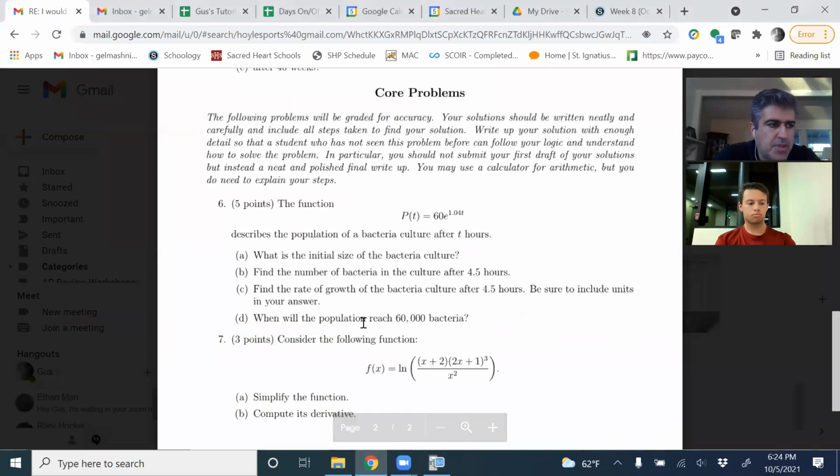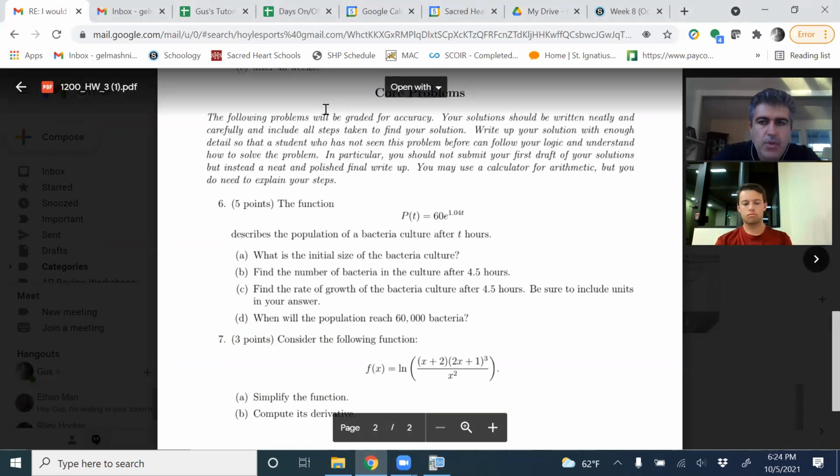And when the population reached 60,000 bacteria. Now, I'm not sure if your tutor was showing you Desmos. Is that what he was using? I know Desmos. We used that a lot in stats last year. Let me get it up. Okay. But anyway, we have to use a calculator, right?